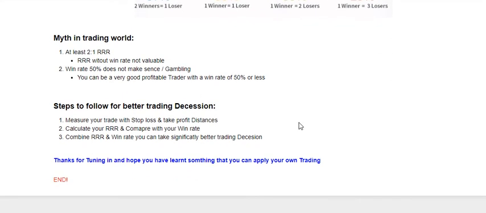And the final point I'm going to discuss is the steps to follow for better trading decisions. Okay. So first, measure your trade with stop loss and take profit distance. As I discussed earlier, your stop loss and take profit distance is nothing but the distance from your entry point to your take profit point and from your entry point to your stop loss point. And then you have to calculate your RRR and compare it with your win rate, and then combine both RRR and win rate, and you can take a significantly better trading decision.